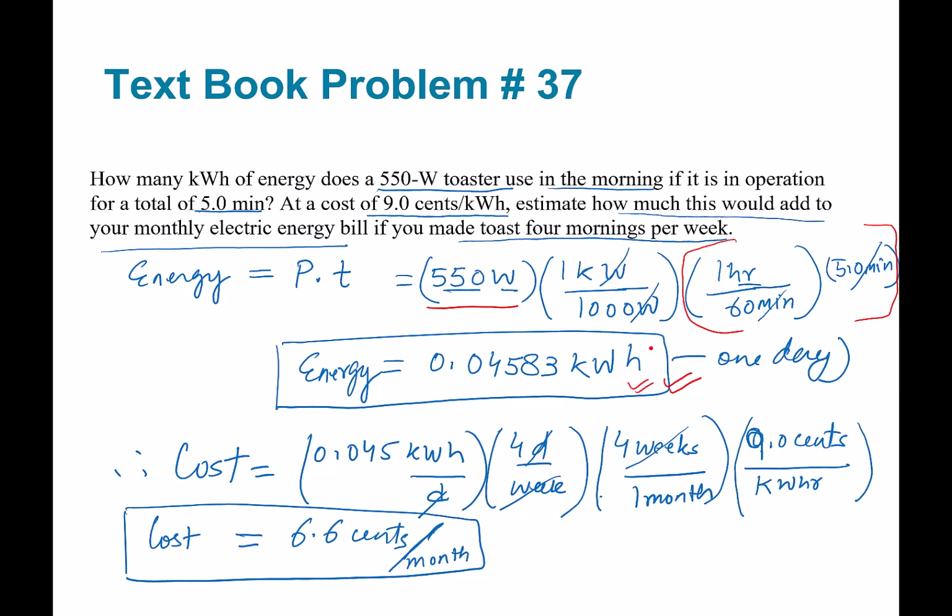So what would be the cost if per day is this much energy? What will it cost to use 4 days per week? And 4 weeks, if we assume that there are 4 weeks in a month, then how much will be the cost per month to use the toaster for 5 minutes per day? If the cost is 9 cents. So this is just a unit and dimension solving problem. So the cost comes out to be 6.6 cents per month.